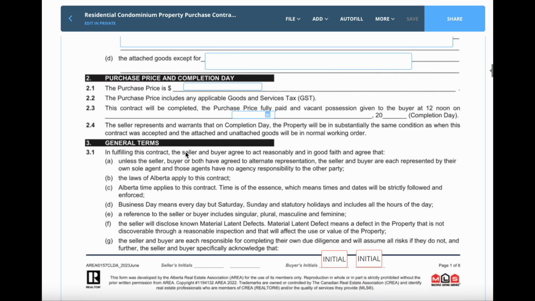All right, we're going to take a few seconds to read through the general terms, and basically this is just, very simply said, that each of the buyer and the seller are represented by their own agents, and there's no conflict of interest. The laws apply, of course.